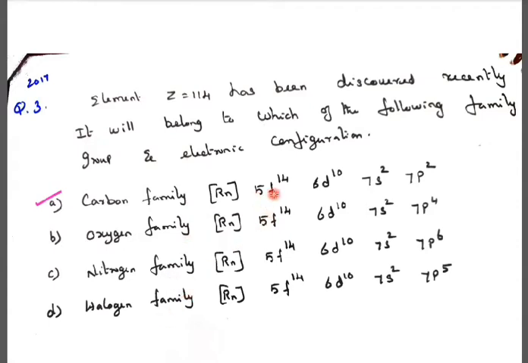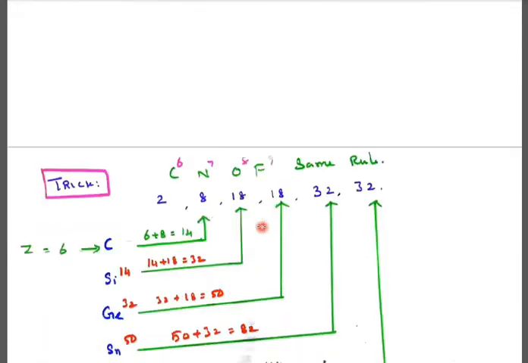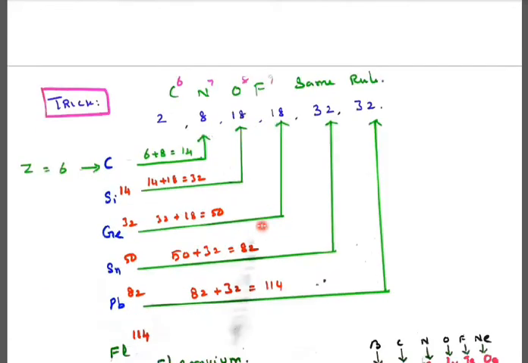So 114 means definitely it is a p-block element, with the 7s and 7p orbitals being filled. Let us see the trick for finding the group among carbon, nitrogen, oxygen, fluorine. I am going to apply a rule applicable for all these four families. First you fill the electrons: 2, 8, 18, 18, 32, 32, which we should add.